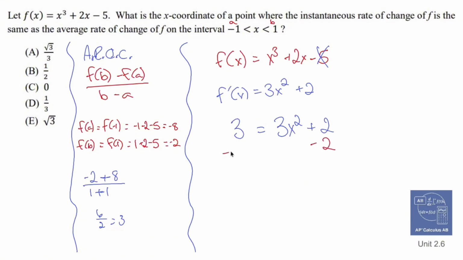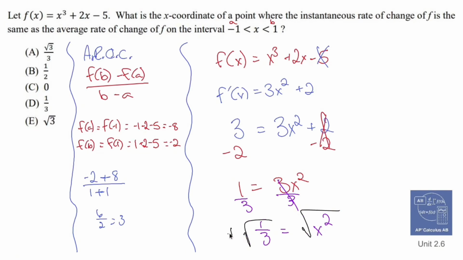Minus 2, 1 equals 3x squared, right? Divide by 3, divide by 3. 1/3 equals x squared. Square root both sides, and technically we have a plus or minus, but I don't think they want us to do that here. They just want us to have the positive version, but this is going to be super annoying.